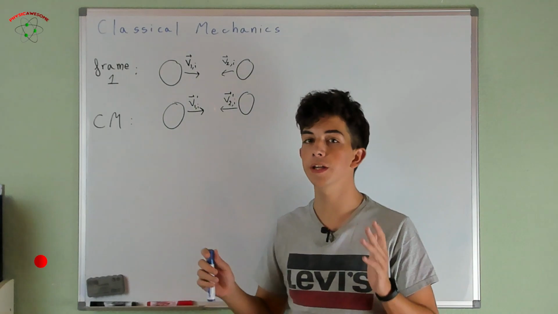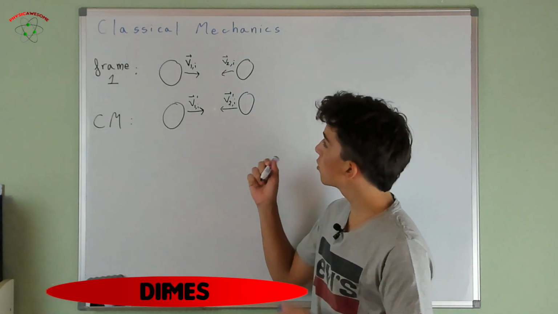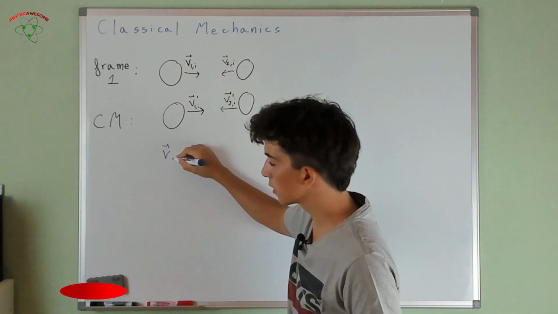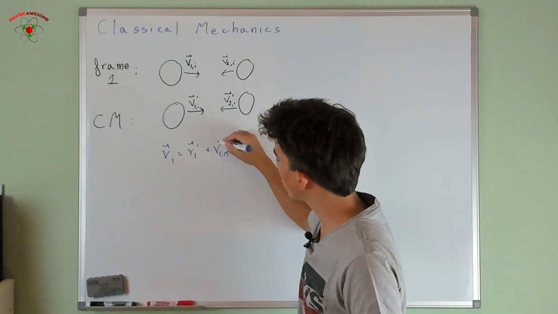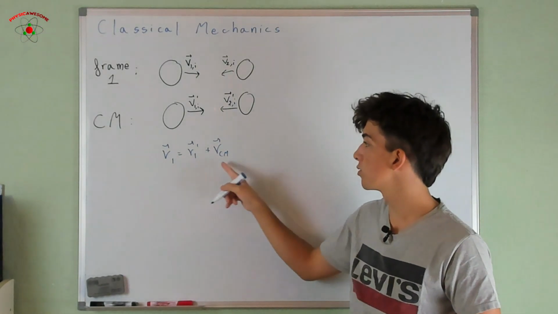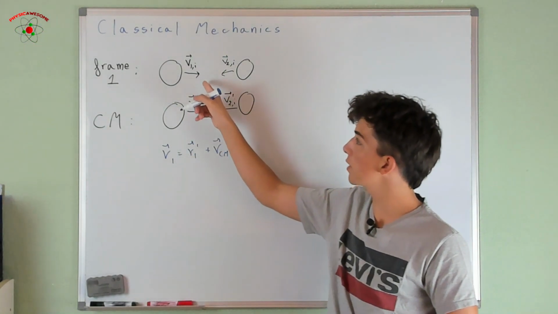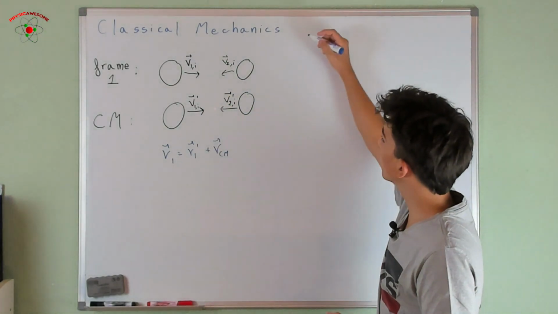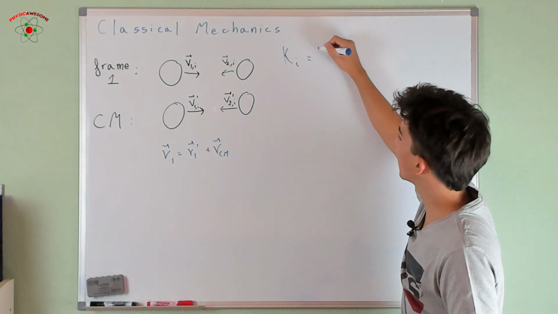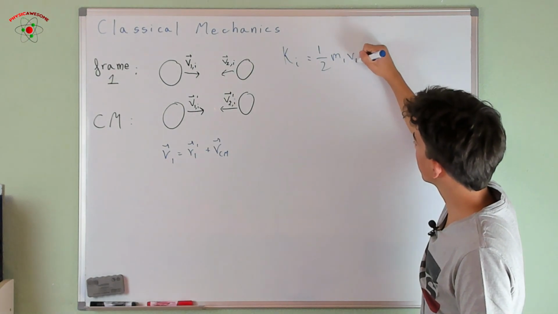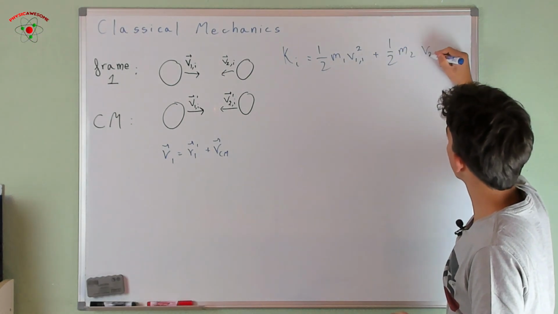Great, let's start exploring how kinetic energy looks in different frames, specifically the center of mass frame. Note that v1 in here equals v1 prime plus v of the center of mass, the velocity of the center of mass. So this relationship also holds for v2 and it's going to be very important. Let's start writing what our kinetic energy would be in the initial phase. It will be 1/2 times mass 1 v1i squared plus 1/2 mass 2 v2i squared.